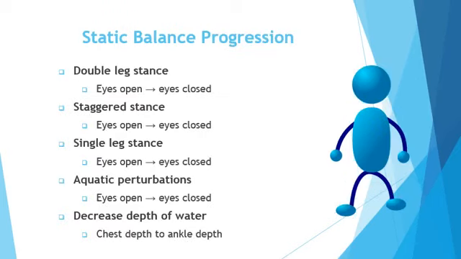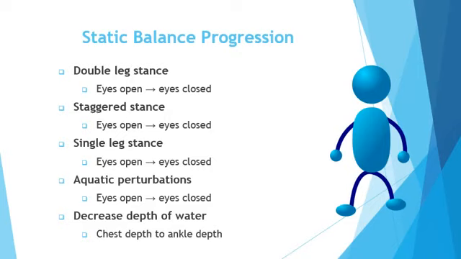Here is a list of static balance progressions. In the following slide, we will go into greater detail about all of these. We can start an individual in double limb stance. Once they're able to complete that, you can progress into staggered stance. To increase the difficulty even more, you can have them complete a single leg stance. Following this, you can progress into static balance with aquatic perturbations, aka waves. These waves can either be created by you or someone who is assisting you.